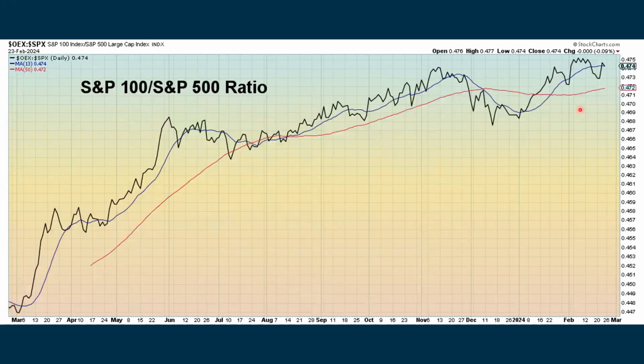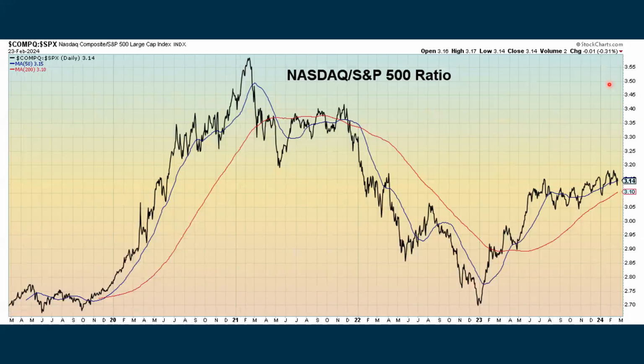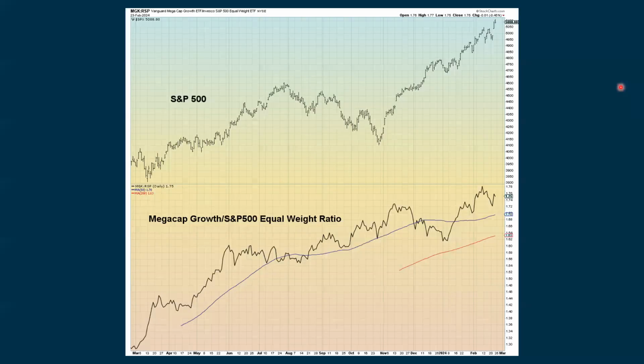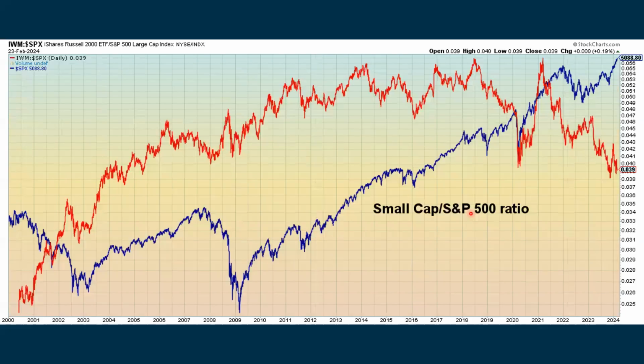We compare the S&P 100, which are the biggest stocks in the S&P 500, with the S&P itself, showing how the S&P 100 is outperforming. The NASDAQ continues to outperform the S&P 500. The NASDAQ 100 is outperforming the NASDAQ. And then we look at mega cap, the really big companies, and compare it with the S&P, showing how the mega caps continue to outperform.